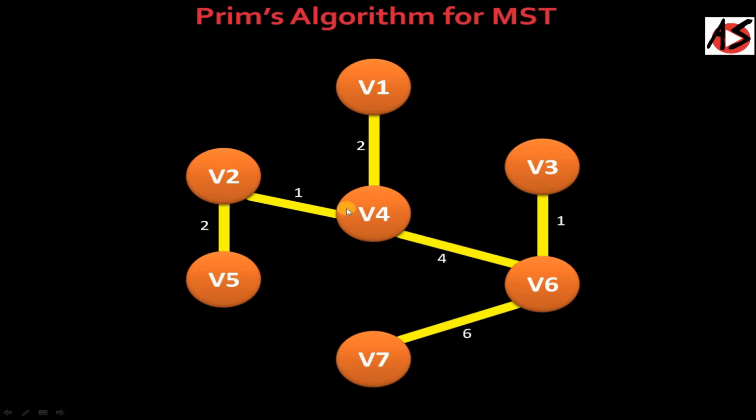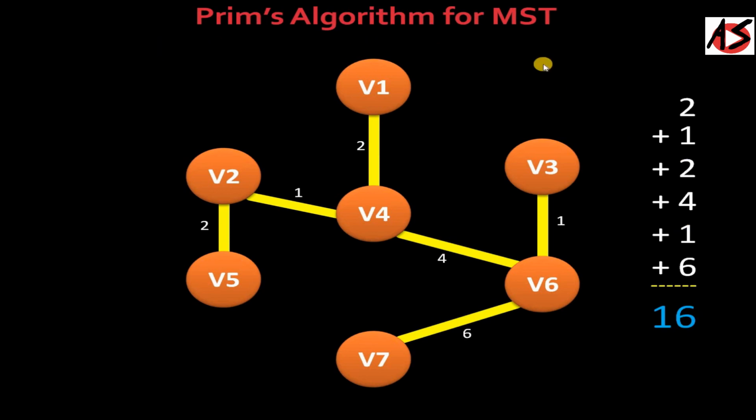Now you can calculate the cost of this minimum spanning tree. You get 2 plus 1 plus 2 plus 4 plus 1 plus 6. Adding all this, you get 16 here. That is exactly the same as with Kruskal's algorithm. So with Prim's algorithm, you can gradually build the minimum spanning tree.